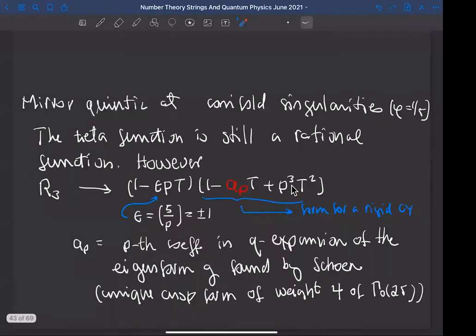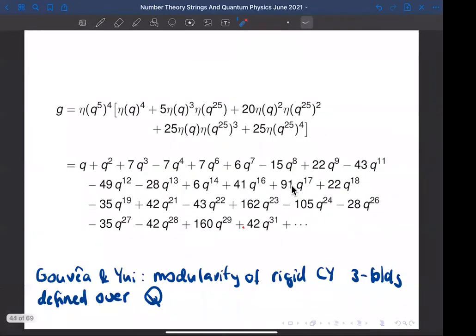So this is what I'm saying: this AP is the pth coefficient in the q-expansion of the eigenform G found by Schoen a while ago. It's a unique cusp form of weight 4 of gamma 0(5), and this is the cusp form if you want to see it. And the reason is modular. It boils down to the fact that this conifold point is on the boundary of the moduli space of a rigid Calabi-Yau manifold, and Gouvêa and Yui have proven modularity of rigid Calabi-Yau manifolds. Rigid here means that h21 is zero, so the complex structure is rigid.